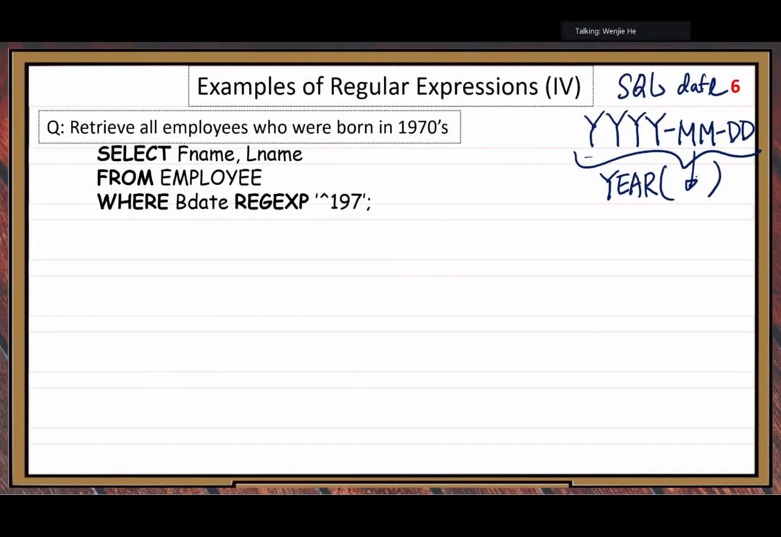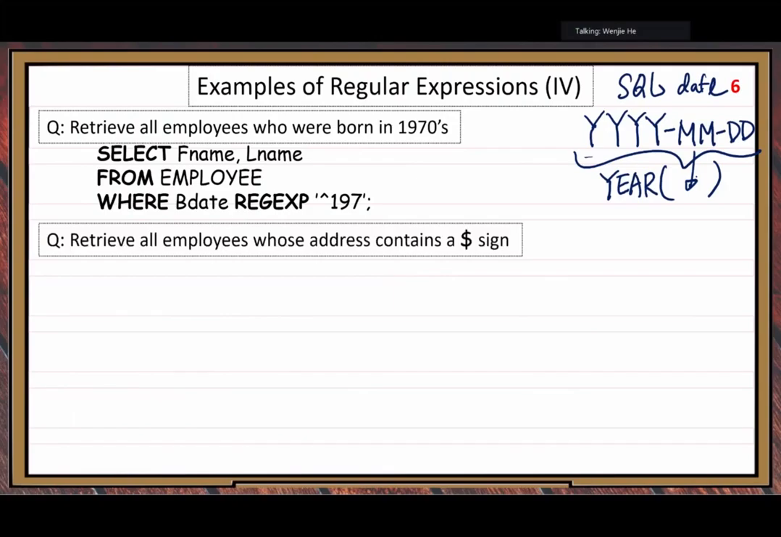The year is a number. You can use that number greater than or equal to 1970, and less than or equal to 1979. So there are many different ways you can do it, but this way is very simple. You can also use the year function.